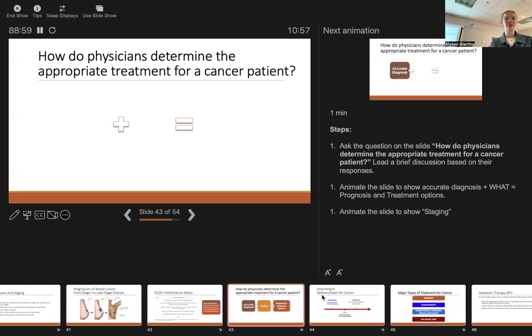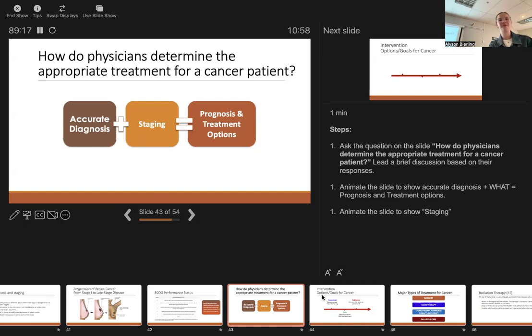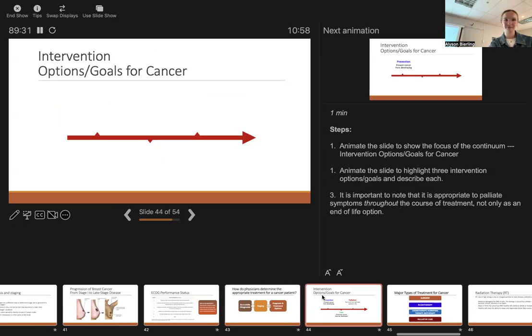So then how do physicians determine the appropriate treatment for a cancer patient? What they do is they take all of those factors that we just discussed on the last slide together to come up with a plan for treatment. So they consider the diagnosis, the stage, and then that gives them clues to what the prognosis might be, and then they can determine what treatment options might be appropriate for the patient.